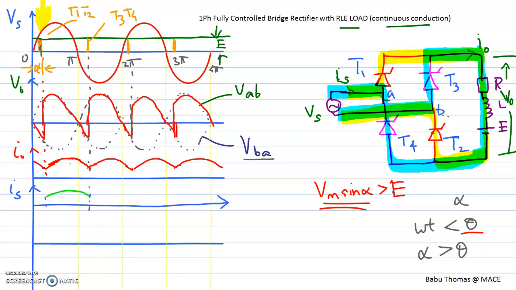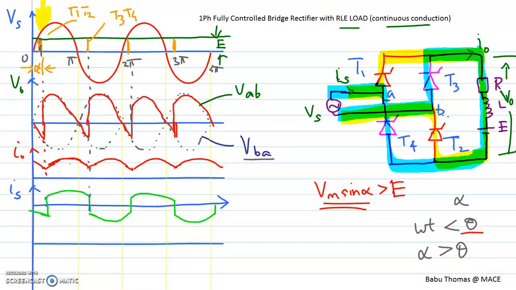And therefore you can plot your current waveform of Is from pi plus alpha to 2 pi plus alpha in the reverse direction, and complete that. So that is the source current.